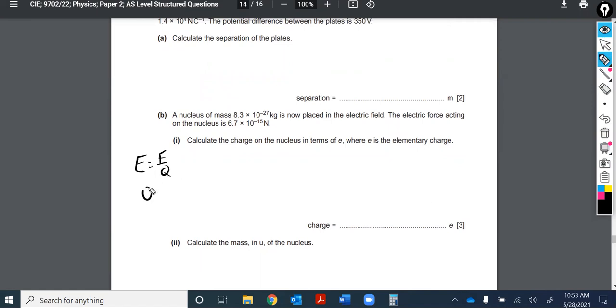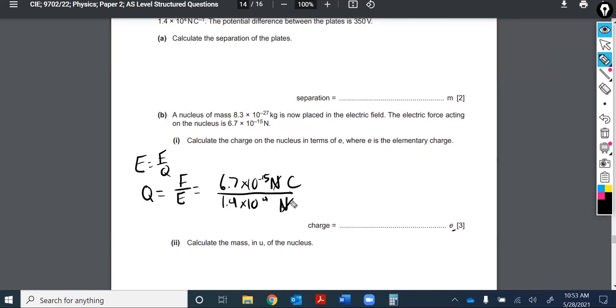So we use the same strategy we used last time, make Q the subject here, and so it's going to be the force divided by the electric field strength. They tell us the electric force acting on it is 6.7 by 10 to the negative 15 newtons, and the electric field was 1.4 by 10 to the 4 newtons per coulomb. So this will give us coulombs of charge. And so we won't be done, right? Because it wants it in terms of e. So let's calculate this as an intermediate step.